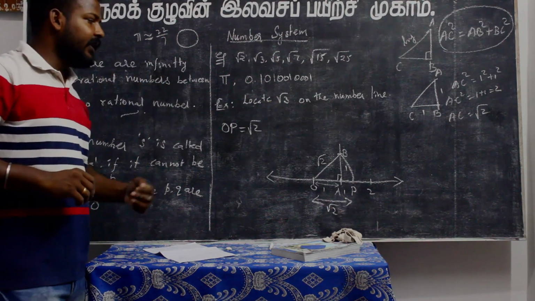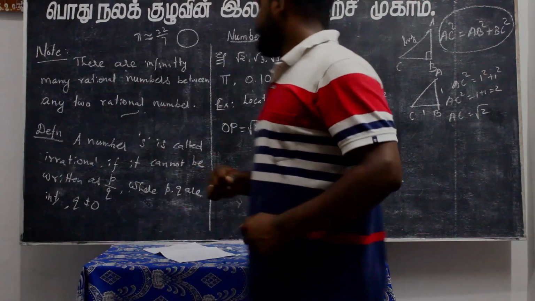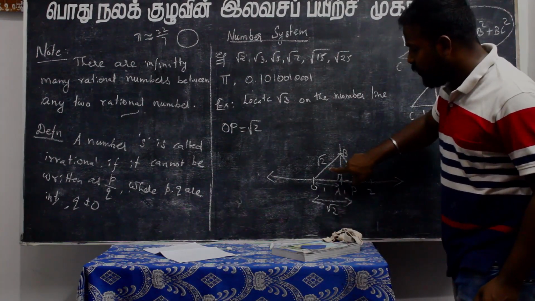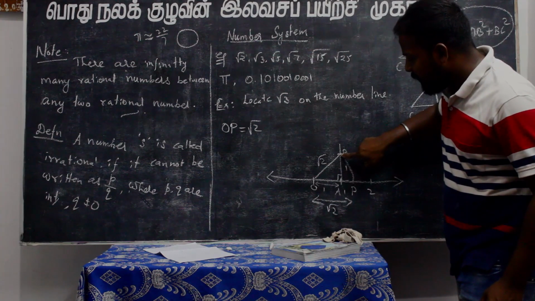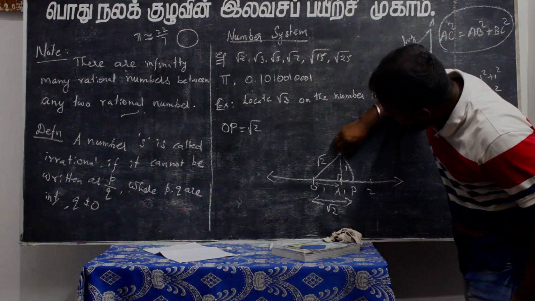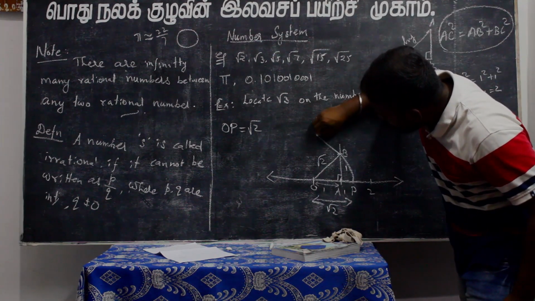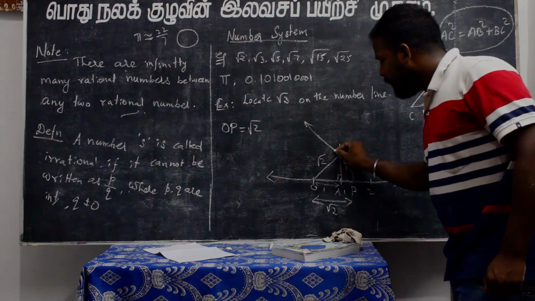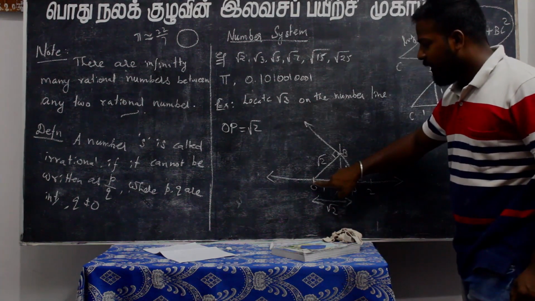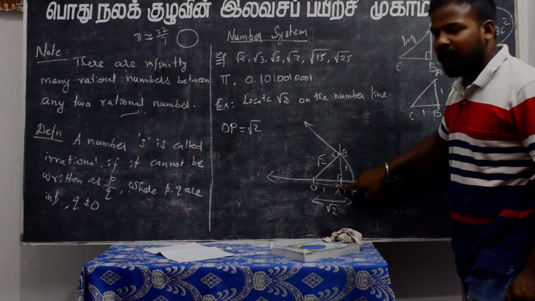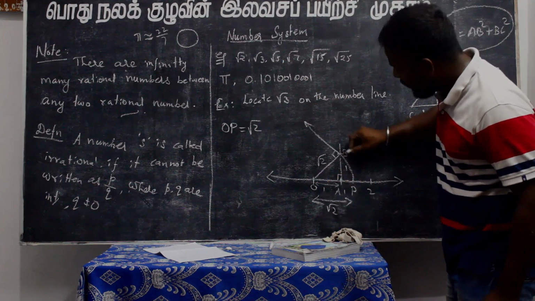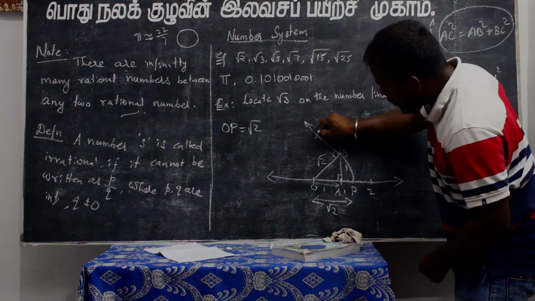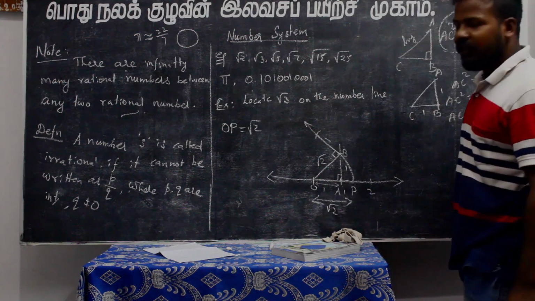But what we want to locate is root 3. So next, we use the same procedure. One side is root 2, and this is another point B. We want to draw a perpendicular line here, using your protractor. Take the same radius of 1 centimeter. Use your compass, place it at B, and cut an arc here. So here you will get 1.